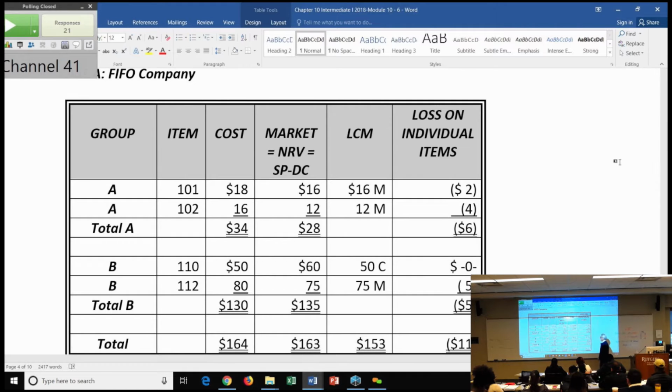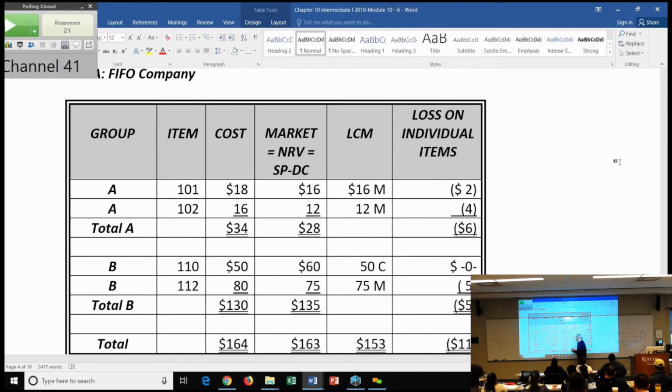Product A, or Group A, Product 101, cost is 18, market is 16. It's the net realizable value. What's lower? Market. So if I wanted to do this on an individual product basis, the loss is $2. I'd have to write that down if I was doing this on an individual items basis. The next product, 102 in Group A, has a cost of 16, but its market is only 12. Once again, what's the lower of the two? LCM is going to be the net realizable value, so market is 12, and I'm going to write that down by 4.